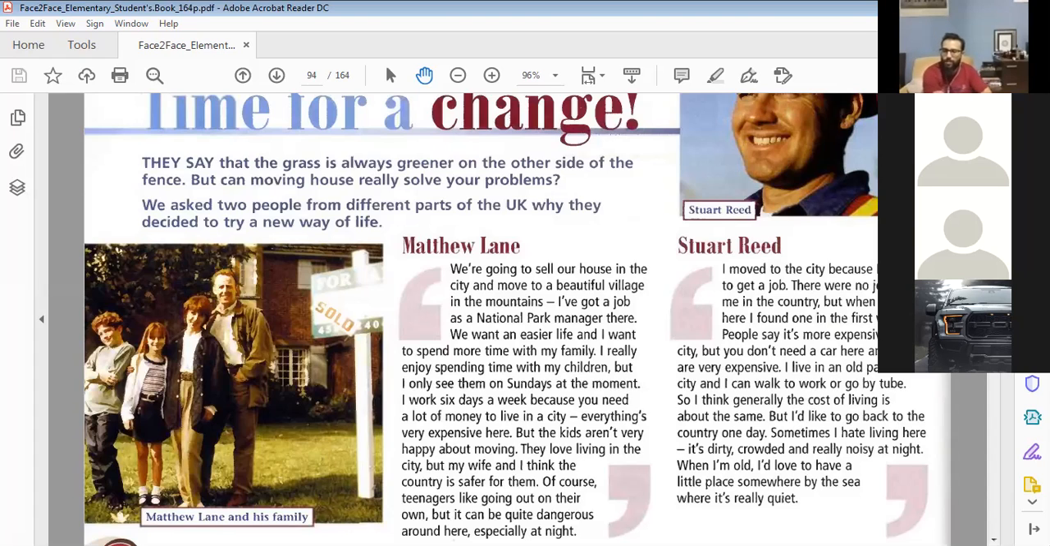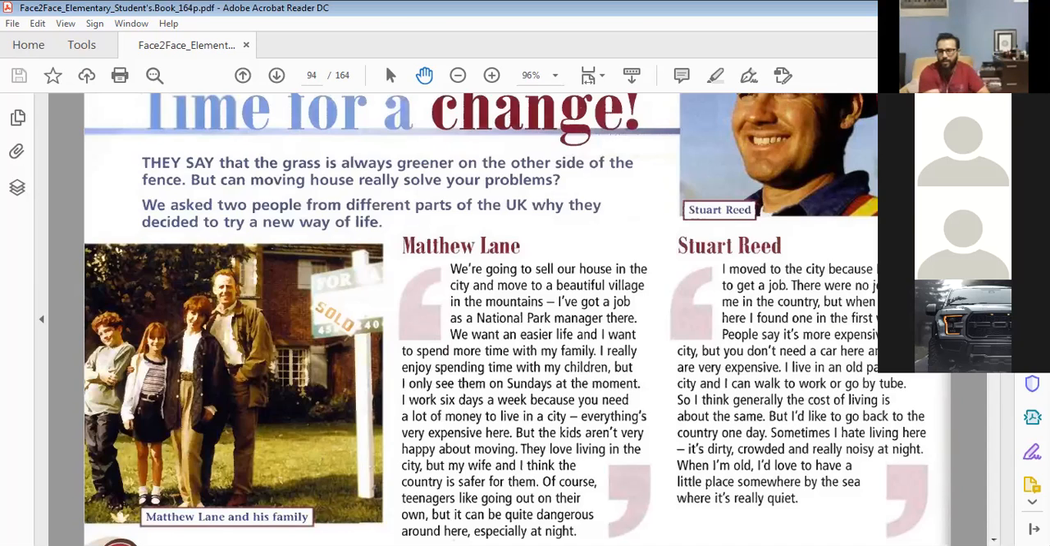So, what's Matthew's job? What does he do, Matthew? What's his job? Manager. He's a manager of a national park. National park manager. Yeah, national park manager. Okay. And where does he live now? Does he live in the country or in the city? In the country. Are you sure?